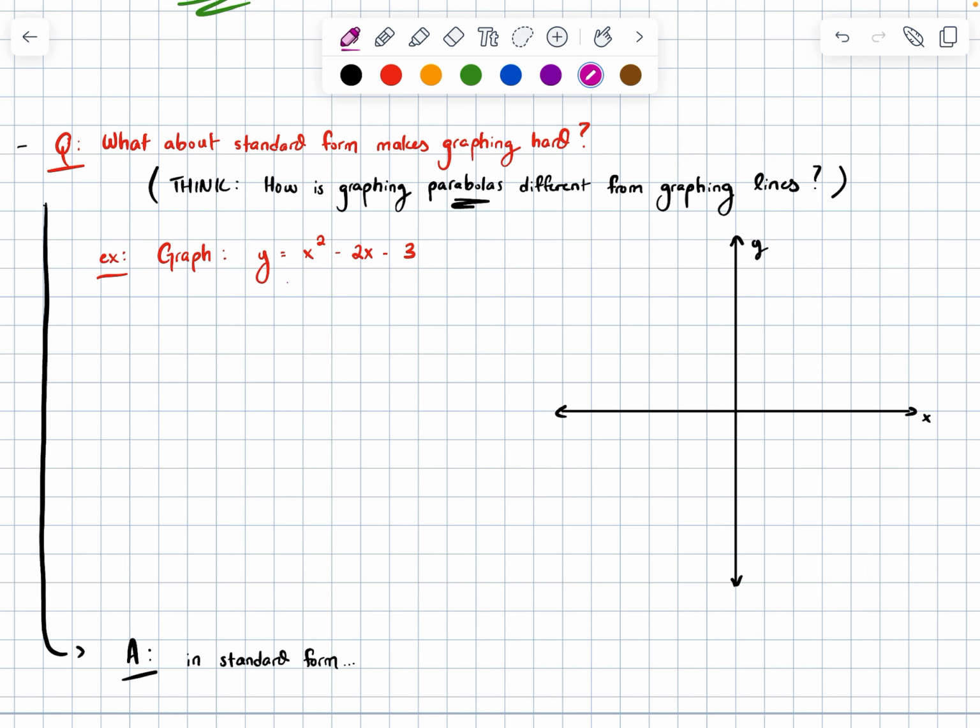And the thing that I want you to think about is that when we're graphing a parabola, it's going to be necessarily different from graphing a line. Take 30 seconds, pause the video, take a risk, take a chance. What do you think makes graphing parabolas different from graphing lines? Go.